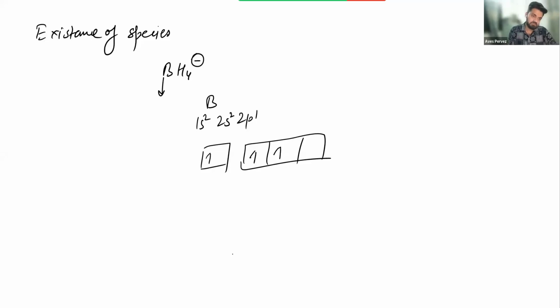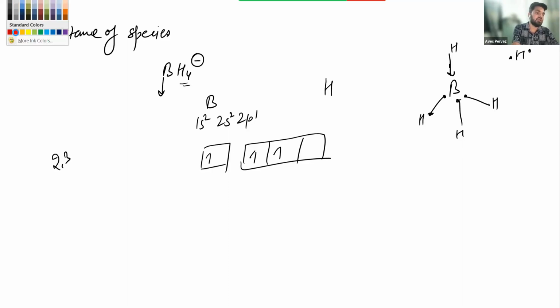When hydrogen atoms come, it is going to have a structure like this, BH3, and one H negative ion, which has its own negative charge, meaning it has 2 electrons. Boron has 3 electrons in its outermost shell, and it has utilized all 3 here. This is one hydrogen electron coming here, another hydrogen electron coming here, and another coming here.